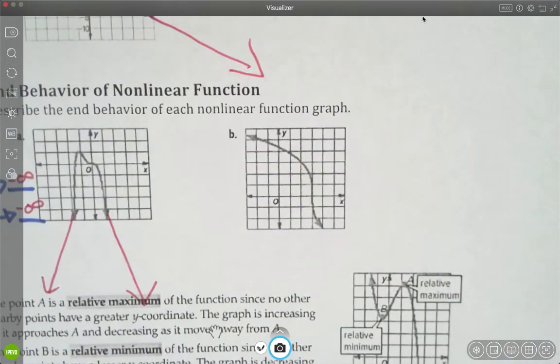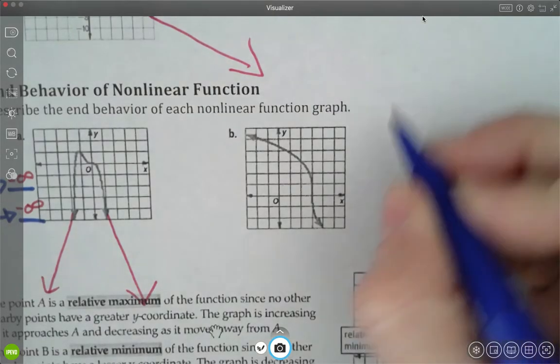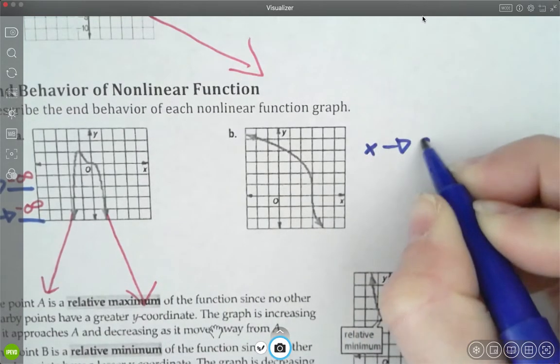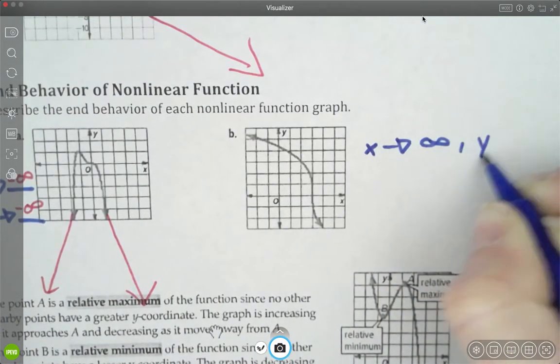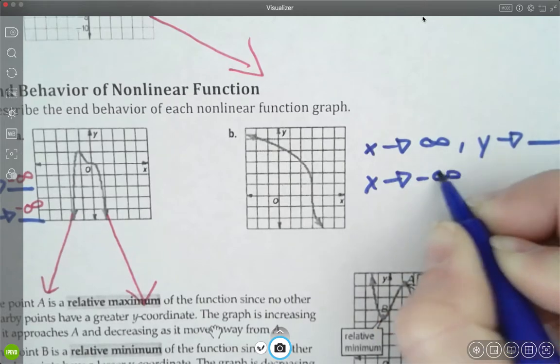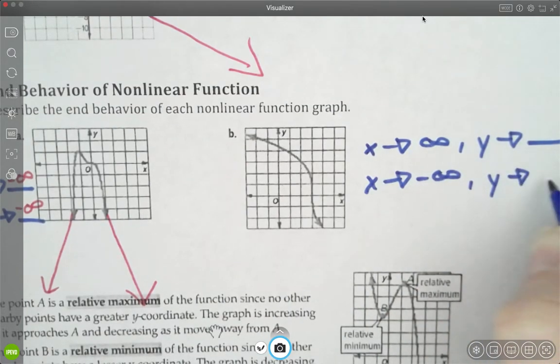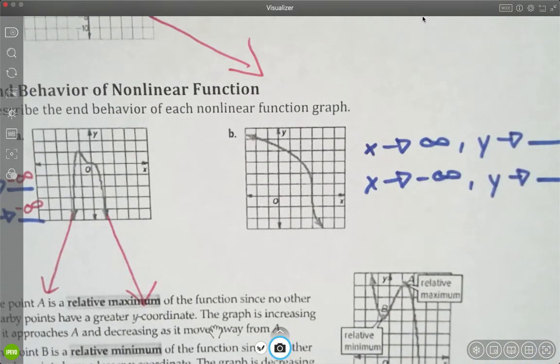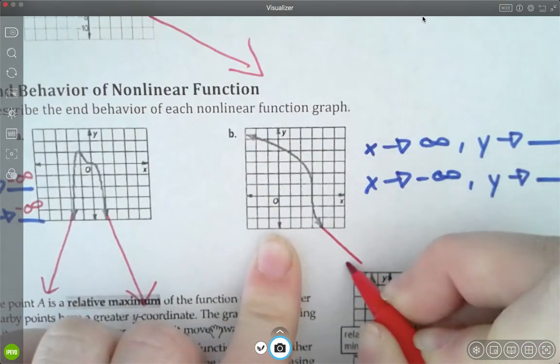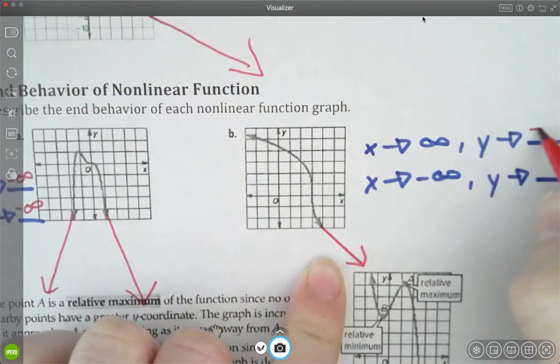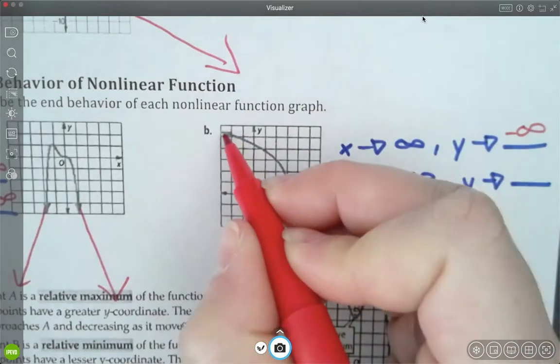Now, notice that they're going opposite directions. So are we going to have two negative infinities or two positive infinities? No, we're going to have one of each, because they're both going opposite directions. So x approaches infinity, what's y doing? As x approaches negative infinity, what's y doing? Basically as x is going to the right, what's happening? It's going down, it's going negative. As x is going to the left, what's it doing?